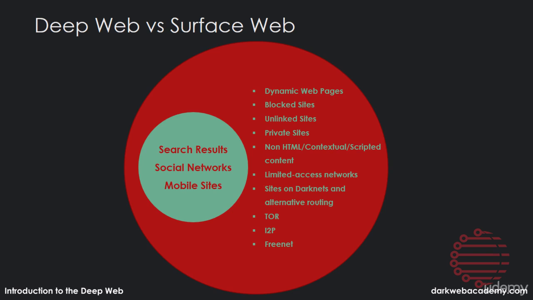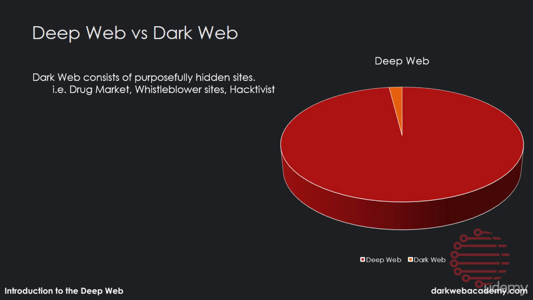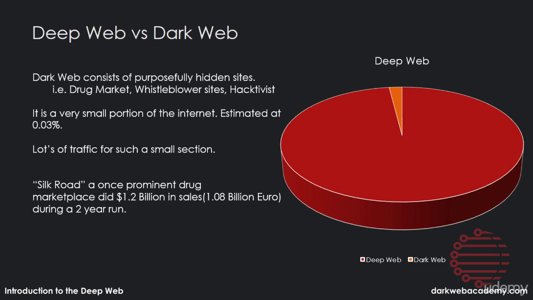So what's the difference between the deep web and the dark web? Like we said before, the dark web and deep web are very different things. The dark web consists of purposely hidden sites like drug markets, whistleblower sites, hacktivist sites, and more. It is very small compared to the rest of the internet, estimated at only 0.03%. But for such a small section, it has a lot of traffic. The Silk Road, a once prominent drug marketplace, did over 1.2 billion in sales during a 2-year run, which is an unheard of amount for such a small site.